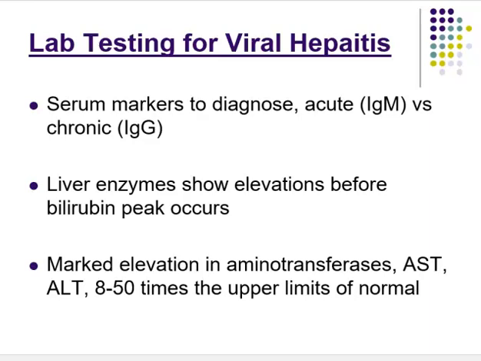For our laboratory testing for viral hepatitis, our serum markers are used to diagnose acute IgMs versus our chronic IgGs. Our liver enzymes usually show elevations before we see any peaks occur in bilirubin levels. And when we do see marked elevations in those enzyme levels, like our AST and ALT, they're usually anywhere from 8 to 50 times the upper limits of normal for our viral hepatitis patients.